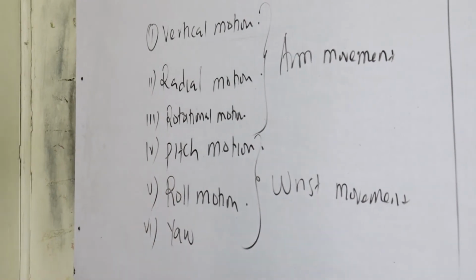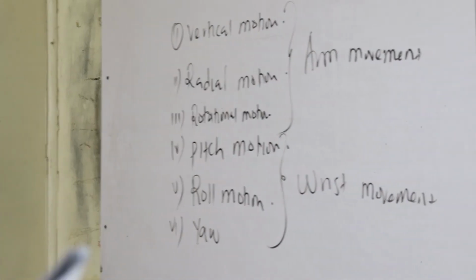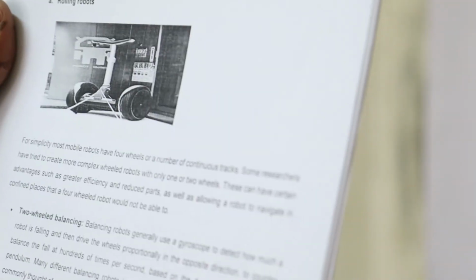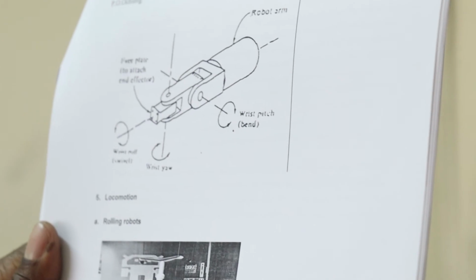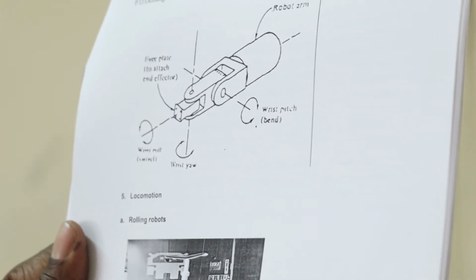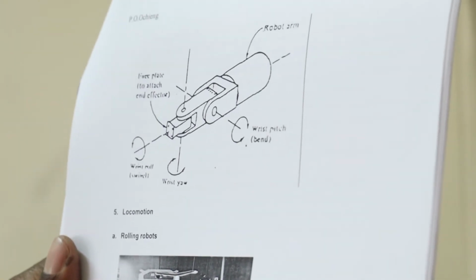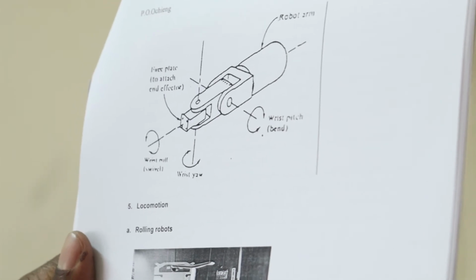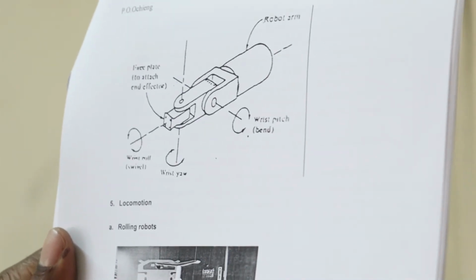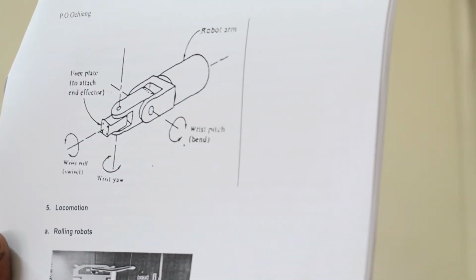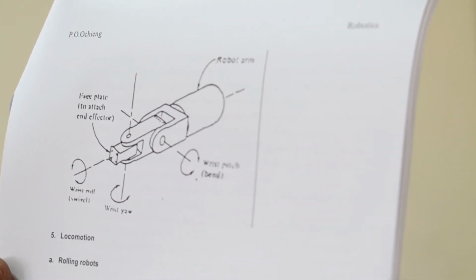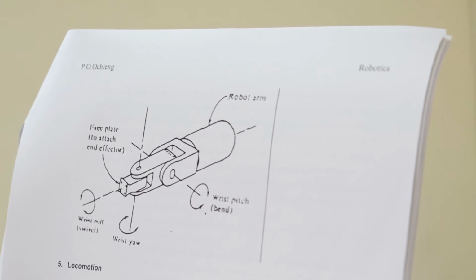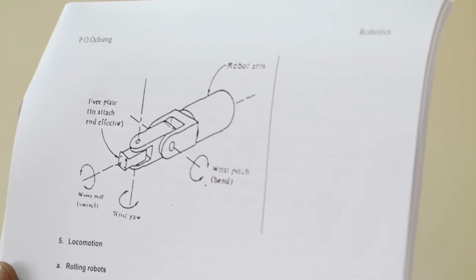They can also be illustrated by the diagram that you see. You can see that we have the wrist yaw, we have the wrist roll there, then we have the robot arm, we have the wrist component movement. So you are able to see from that particular diagram how the movements of the 6 degrees of freedom can be enabled.